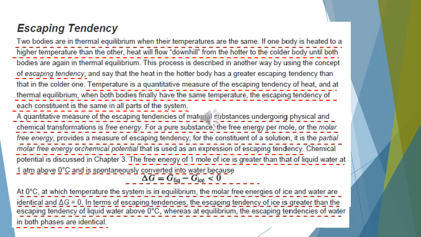So after talking about the types of solutions, whether real or ideal, now we are going to move to another important expression, which we call the escaping tendency. Imagine we have two bodies at the same temperature. In other words, they are in an equilibrium status. In this case, the escaping tendency of heat from one object to the other is identical to the escaping tendency of heat from the second object to the first, and that's why we are in a thermal equilibrium status.